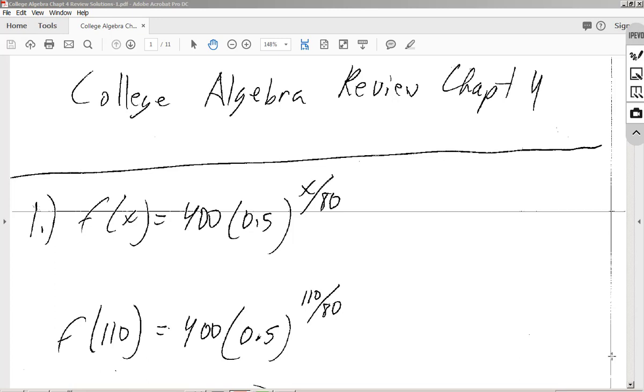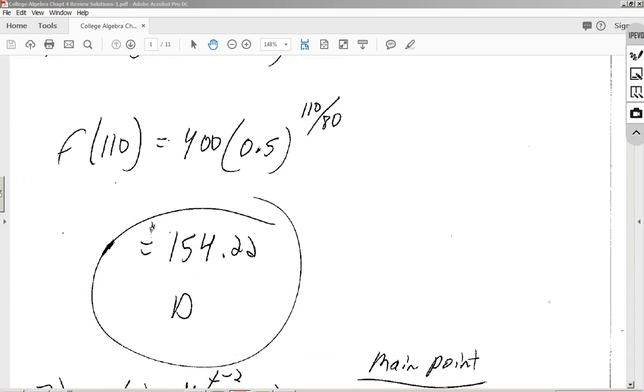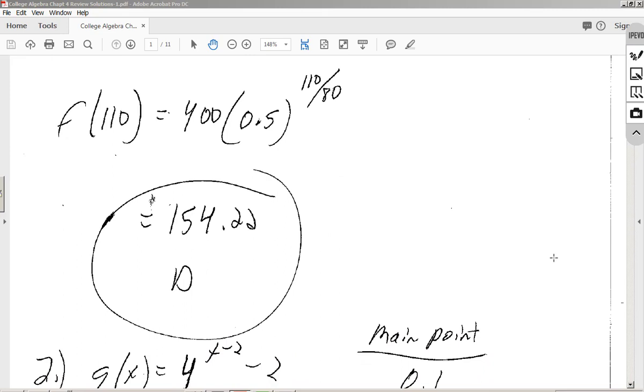So this problem right here is just a substitution problem. What we want to do is take 110 and substitute it in place of x. So notice we've got 110 in place of our x value. Now it's just a matter of, after we substitute that in, to put it into our calculator and find out what the answer is.